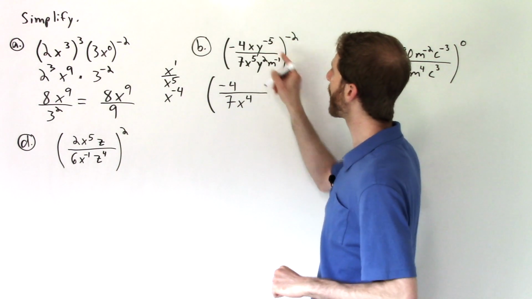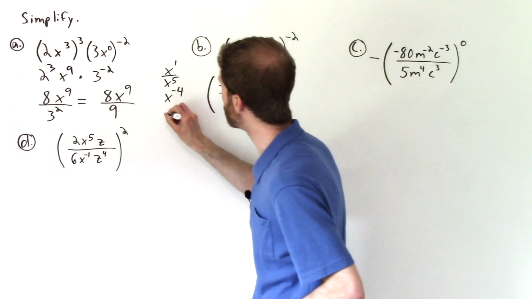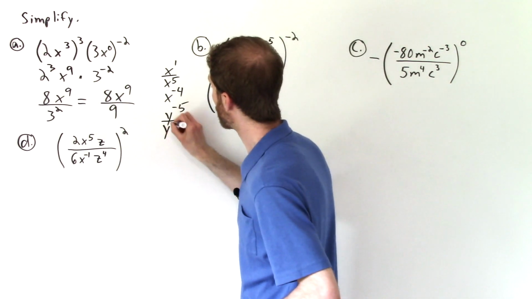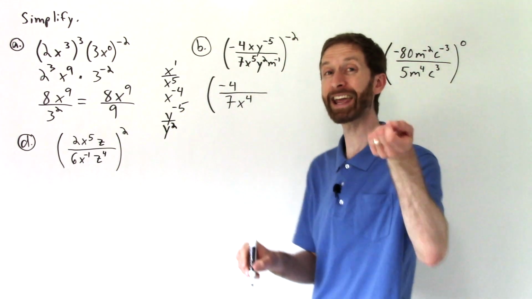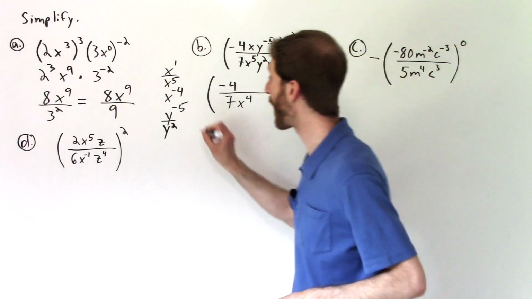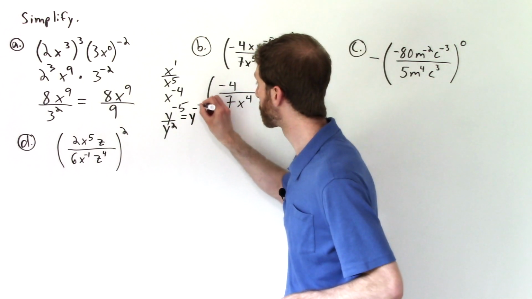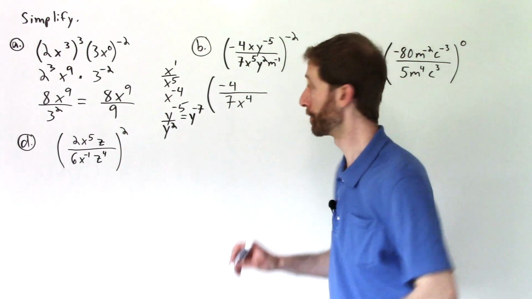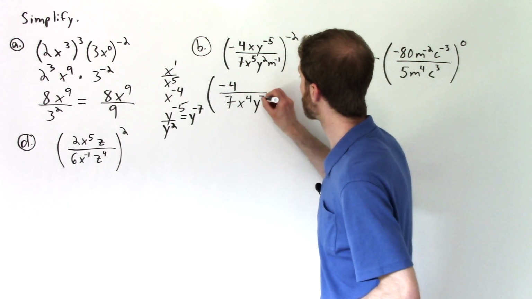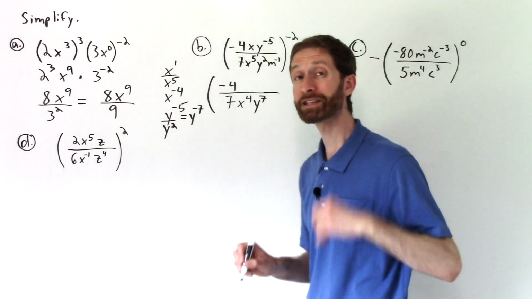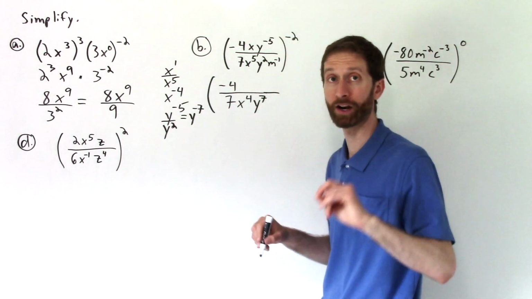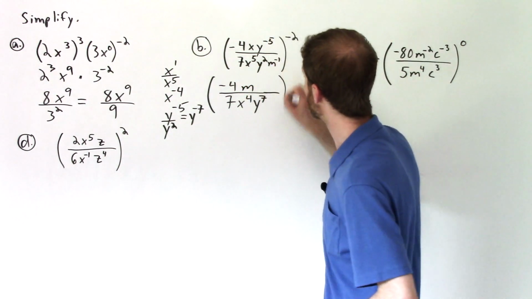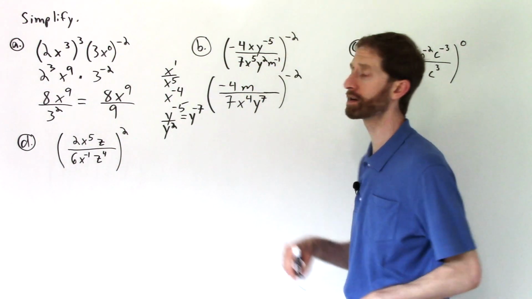Let's do the same with the y's. You get y to the negative 5th all over y squared. Well, you would subtract exponents. Negative 5 minus 2 is y to the negative 7. And so again, a negative exponent, so the y ends up in the denominator. So you get y to the 7th. And then we have m to the negative 1 in the denominator, so that ends up in the numerator as m to the 1. And remember, we still haven't raised anything to the negative 2.